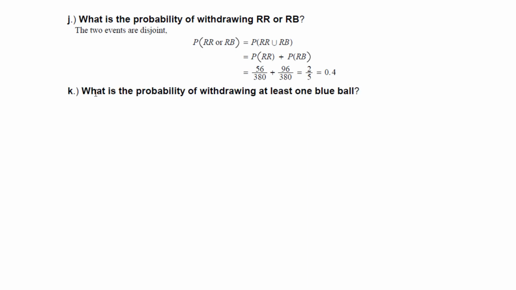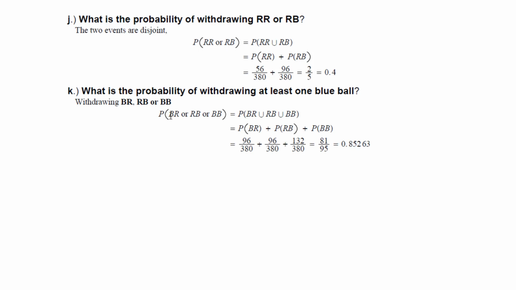Another complex event: what is the probability of withdrawing at least one blue object? We can withdraw blue-red, or the opposite, red-blue, or blue-blue. So we are now forming a complex event out of these three events. So the probability of blue-red, or red-blue, or blue-blue is equal to the sum of the probabilities of each event, and that is equal to 0.8.